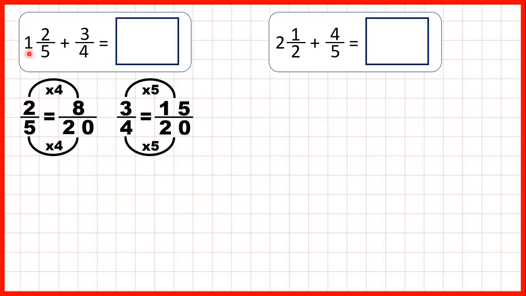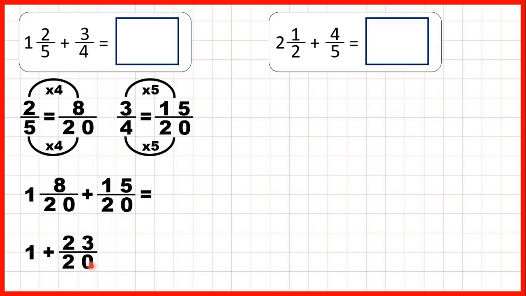So instead of 1 2/5, we can write 1 8/20 because that's equivalent, and instead of adding 3/4, we can add 15/20. So now we still have our one whole. The denominator stays the same when we add fractions, but 8 plus 15 is 23. So we have 1 plus 23/20.